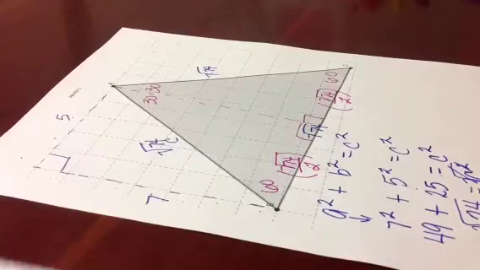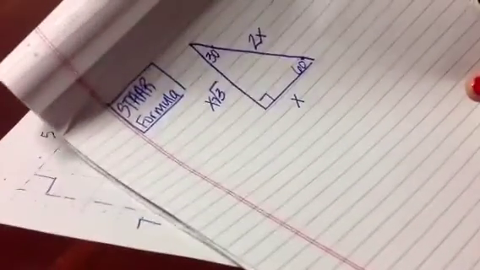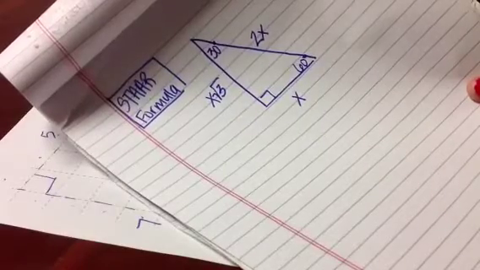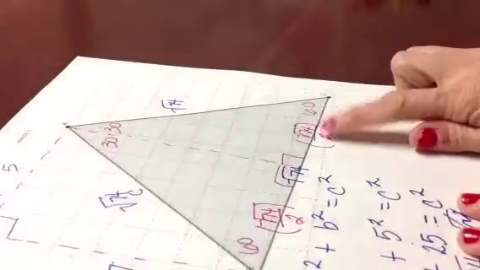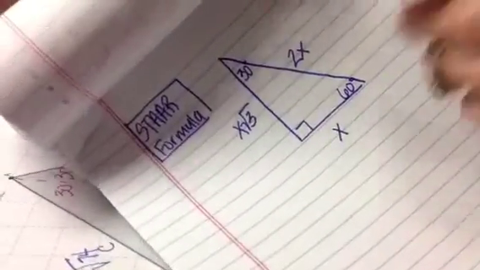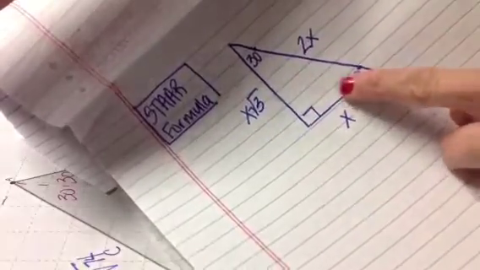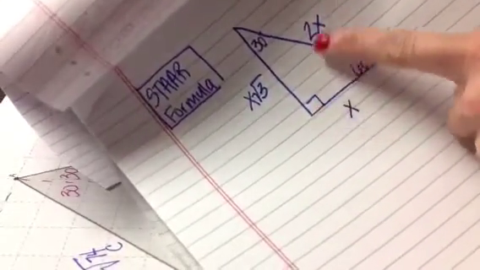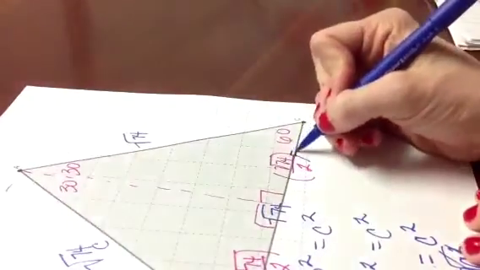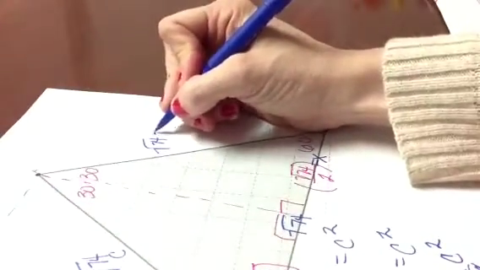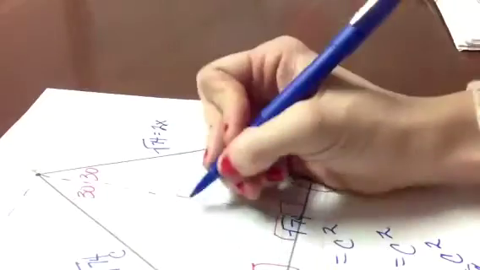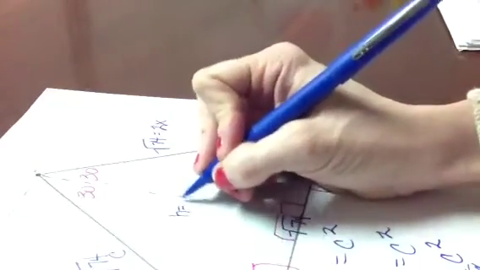Now, from our formula chart, we know that we could put these formulas on top of our picture. Since this one's opposite of the 30, I'm going to put x. Opposite the 60, I'm going to put x square root of 3. And opposite the 90, I'm going to put 2x. And this is just from your formula chart. So this one's equal to x. This one over here is equal to 2x. And this one here is your height, and it's equal to x square root of 3.